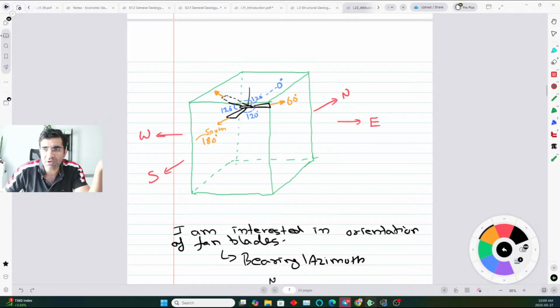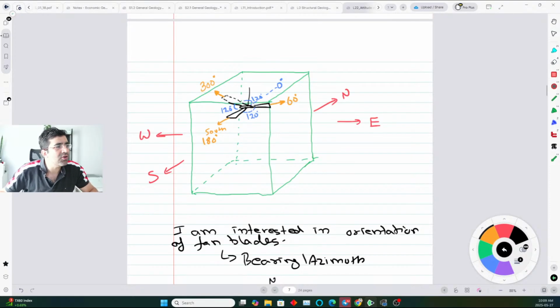You have to add 120 degrees to 180 degrees. You see, this is a 120 degree angle between each blade. You said the angle is 120 degrees. So add 120 degrees to 180 degrees. What will you get? 300. 300 degrees from north.